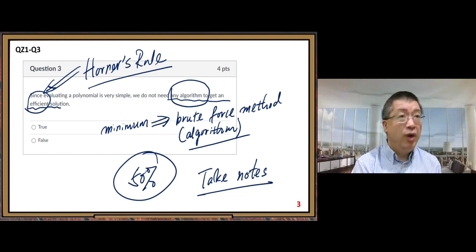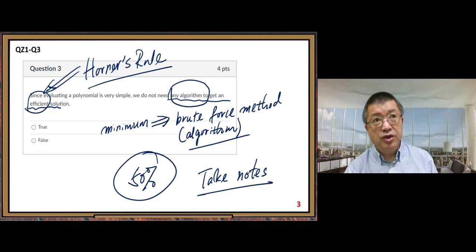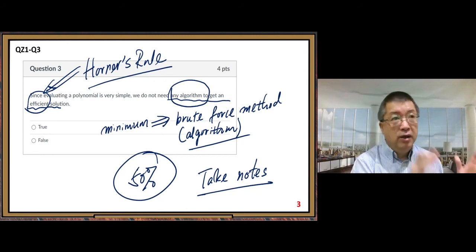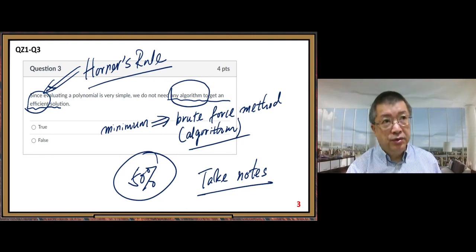So when you work on the quiz questions, homework questions, test questions, you use your notes. You need to do a lot of work. Then you can do well. And use some creative thinking sometimes. You need to use creative thinking.